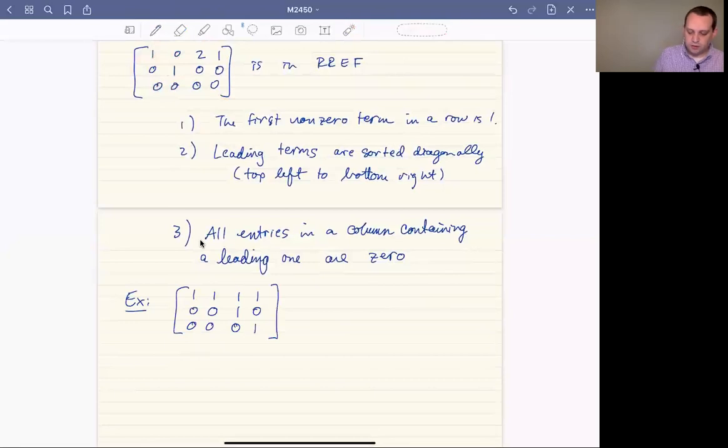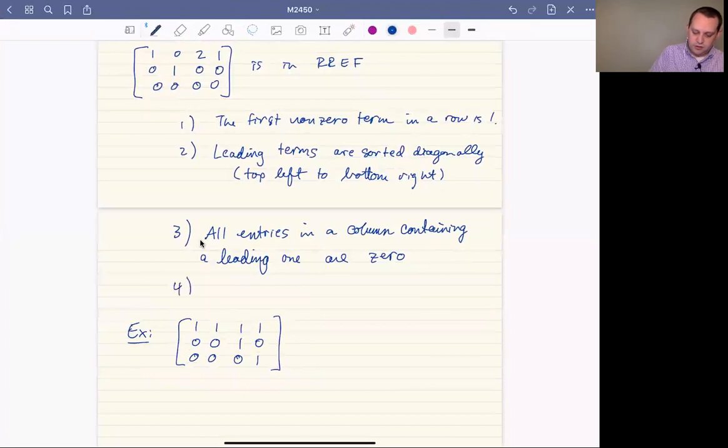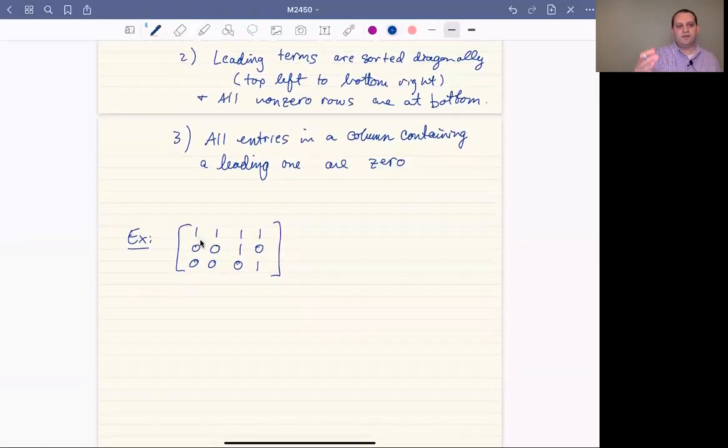I'm sorry, there's one more thing that we want for reduced row echelon form that I forgot, and this is important. It's actually kind of a corollary of number 2: all non-zero rows are at the bottom of the matrix. Sorry, I forgot that small detail there. That happens naturally if the leading terms are sorted diagonally.